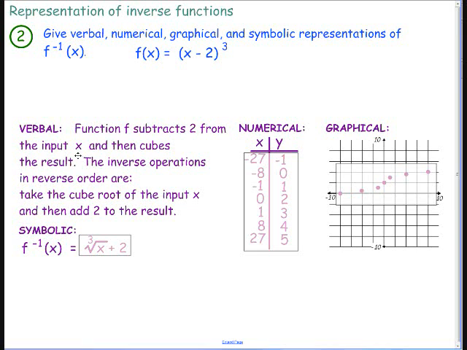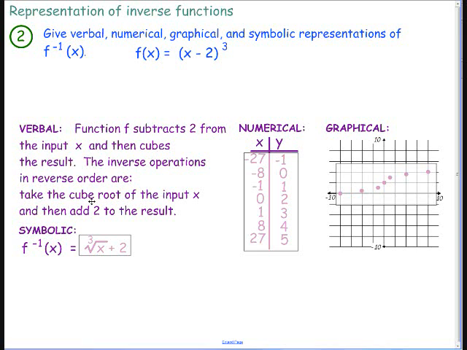Function f subtracts 2 from x and then cubes the result. The inverse is going to go in reverse order. So what was the last thing we did? We cubed. So in reverse order, the first thing we do is take the opposite of cubing.